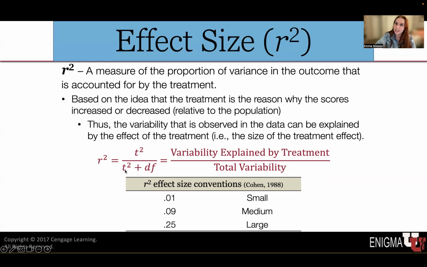The way that we calculate it is with this formula here, our t-value squared over our t-value squared plus our degrees of freedom. And what this really is showing us is we're putting the variability in our sample that is explained by the treatment and comparing it to the total variability of our sample. These are just some size conventions here. When you have 0.01 for your R squared value, that's a small effect size. 0.09 is defined as medium, and then 0.25 or larger is defined as a large effect size.